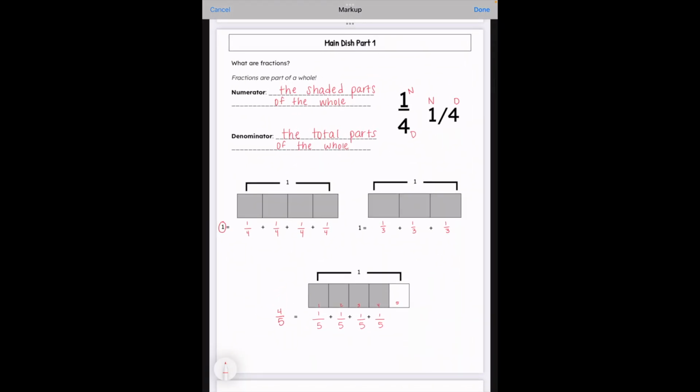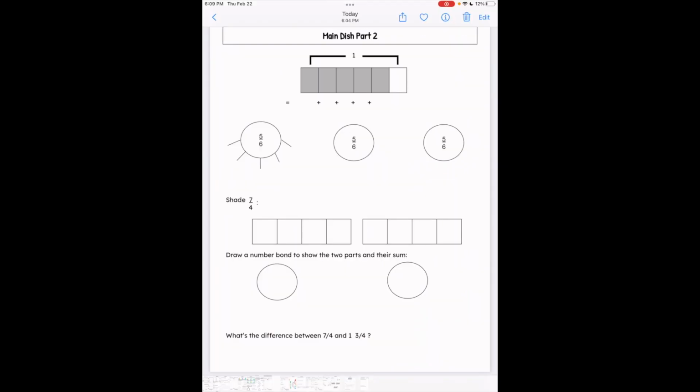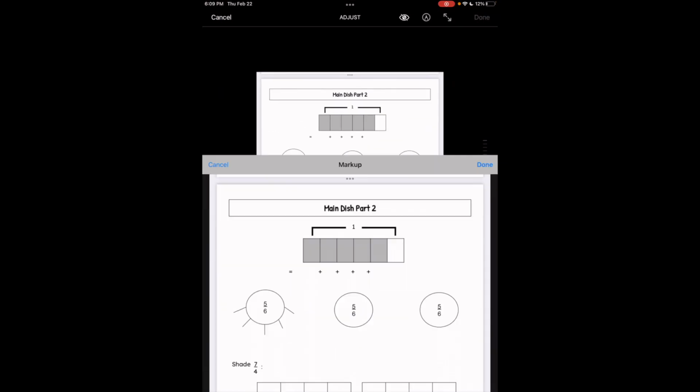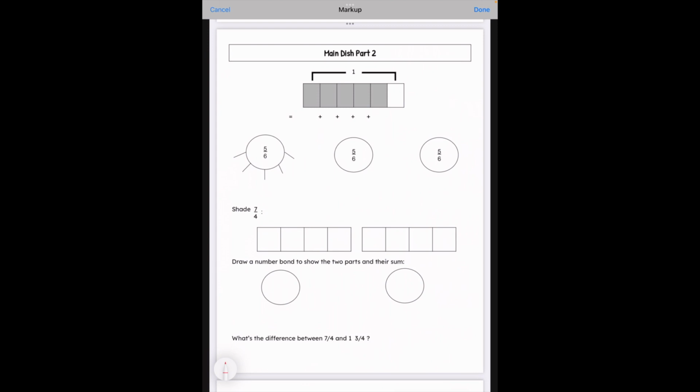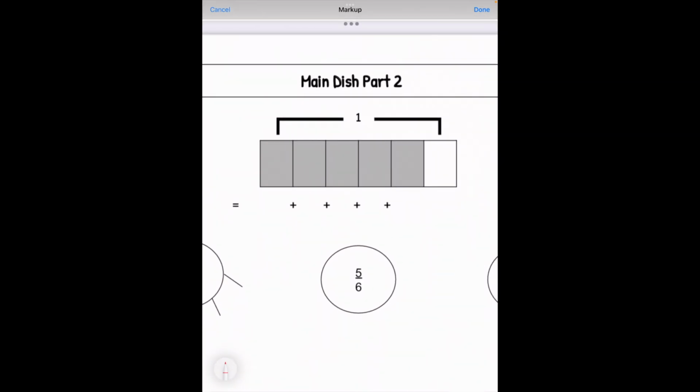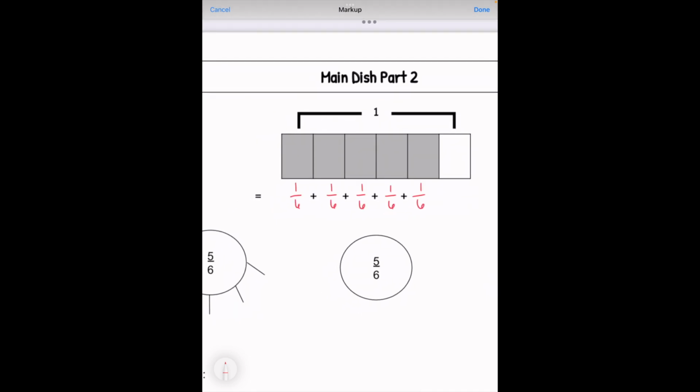Go ahead and turn to main dish part 2 when you're ready. This time we're going to use a little bit of our tape diagrams along with our number bonds. So first off, let's keep going with what we were just working on. First off, how many total parts are there? This time our whole is broken into sixths. Decomposing it down, each of those pieces is 1/6. So when we add those up, this fraction that's being represented is 5/6.